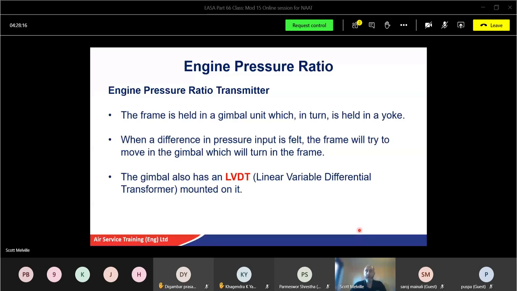So we need to know how much oil pressure we've got, because if we run an engine with low oil pressure, or indeed no oil, we need to find out what's going on there. Okay.